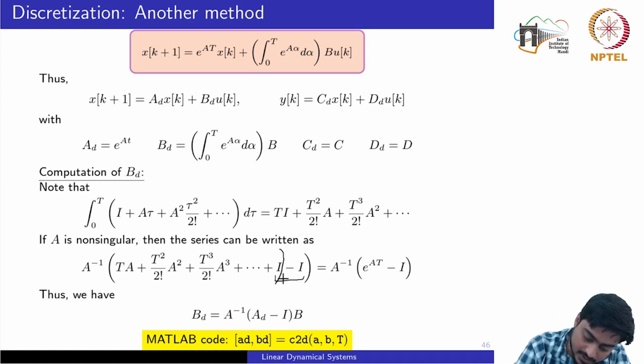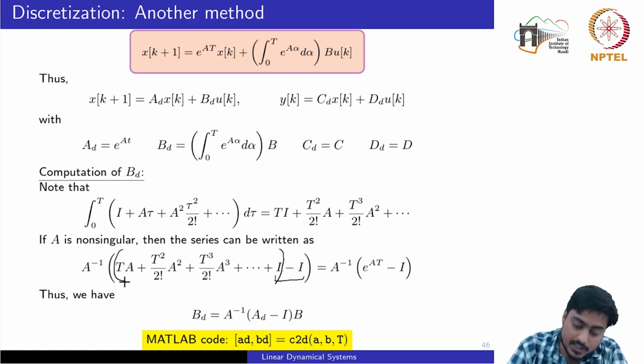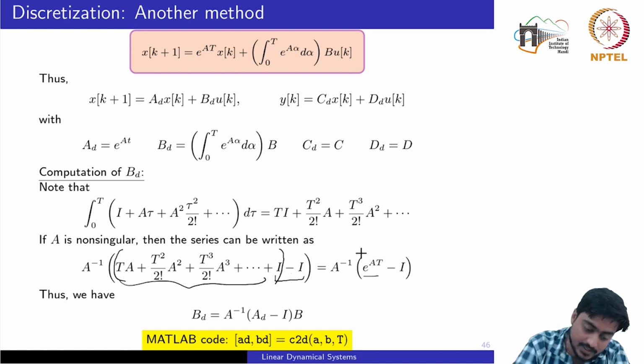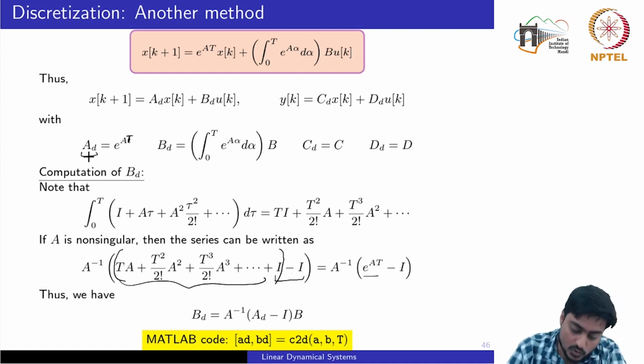Now see this part. This part is basically equal to the matrix exponential e to the power AT. So this becomes e to the power AT minus I, pre-multiplied by the inverse of the A matrix, and this e to the power AT is basically my AD. So I can write the discrete time B matrix as A inverse multiplied by AD minus I, into B. Once I have computed the matrix exponential to get the discrete time A matrix, I can directly compute the BD matrix instead of computing the integral of that exponential.